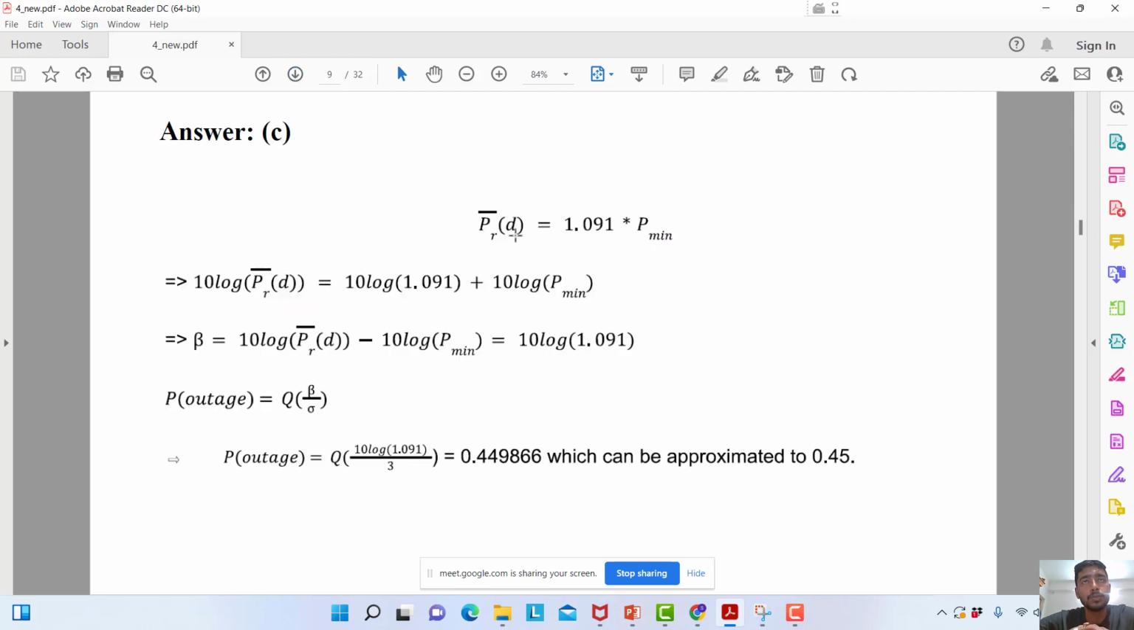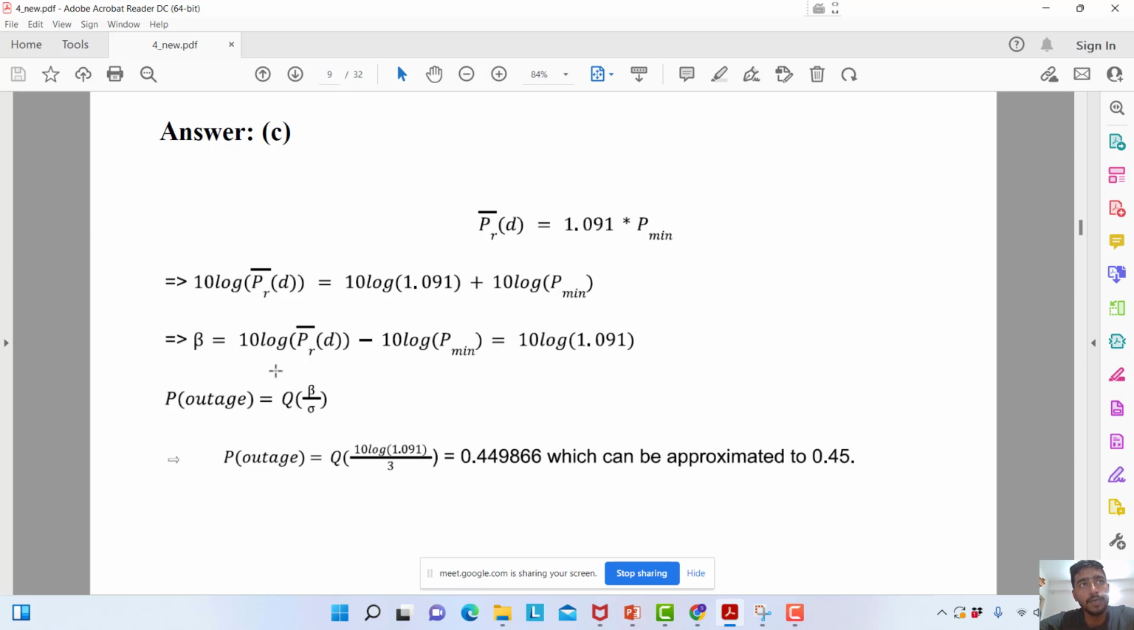The equation is given: PRD equal to 1.091 times Pmin. We have to calculate the beta margin. The beta margin is the difference between PRD and Pmin, the receiver sensitivity. Firstly we will calculate it in dB, so we apply the log on both sides. It becomes 10 log PRD equal to 10 log 1.091 plus 10 log Pmin. The margin is the difference between the received power and receiver sensitivity, so we transfer Pmin to that side. This will be equal to 10 log 1.091. So it is our margin.